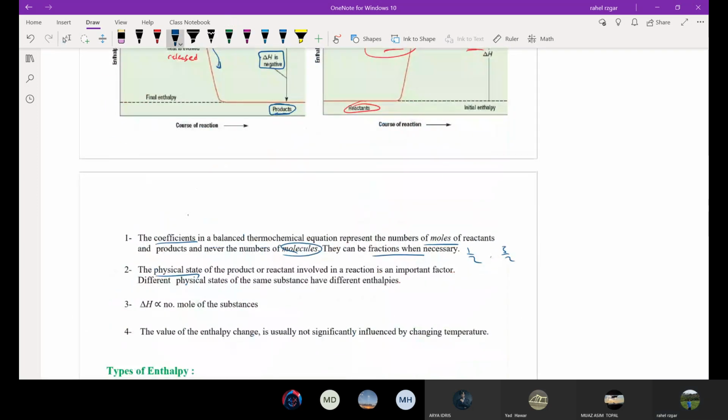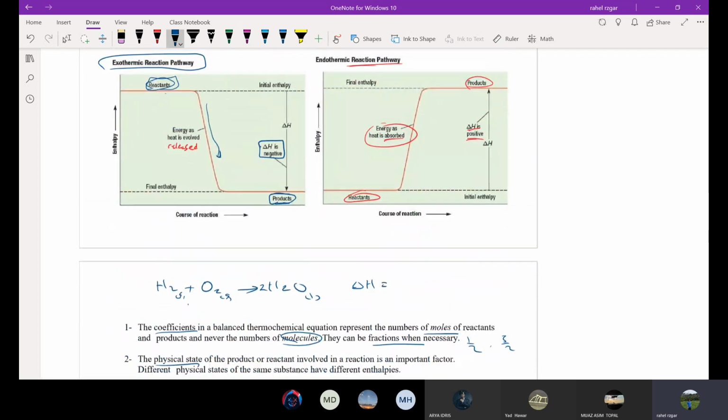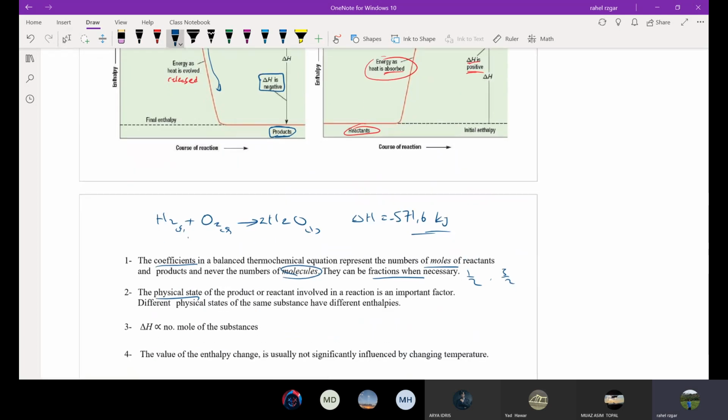Hydrogen and oxygen, this is gas, but the 2H2O is liquid. This time delta H is not 483.6. I think it's around 571.6 kilojoules. See, just by changing the physical state, the amount of energy is changed.